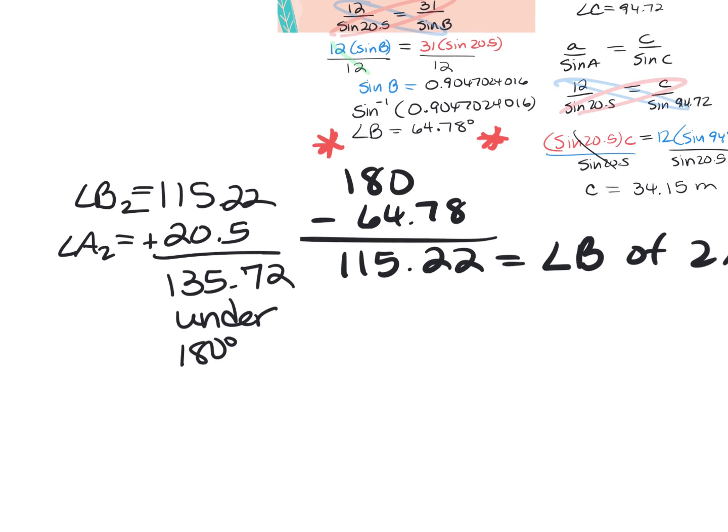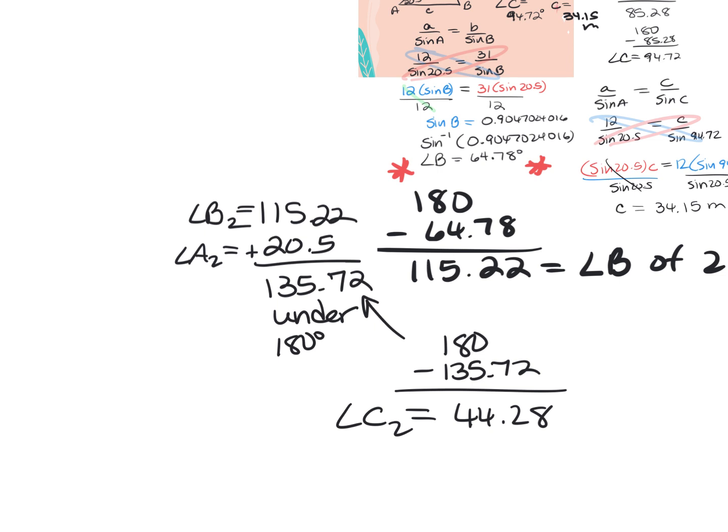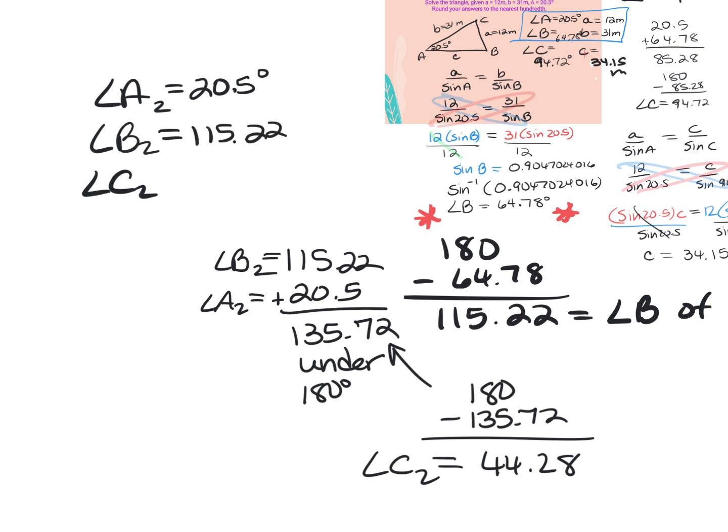And now to find angle C, I'm going to take this sum, this under number, and subtract it from 180, and that'll give me my new angle C, which is going to be 44.28. So now I have the three angles of the second triangle. So let me do the same thing I did with the first triangle. Let me write down angle A, and I'll put a little 2 here so I can distinguish between the two triangles. So A was the same, 20.5 degrees. Angle B was the answer I got when I subtracted my first angle from 180. And then C was adding the original plus the new one and subtracting from 180, and that was 44.28.